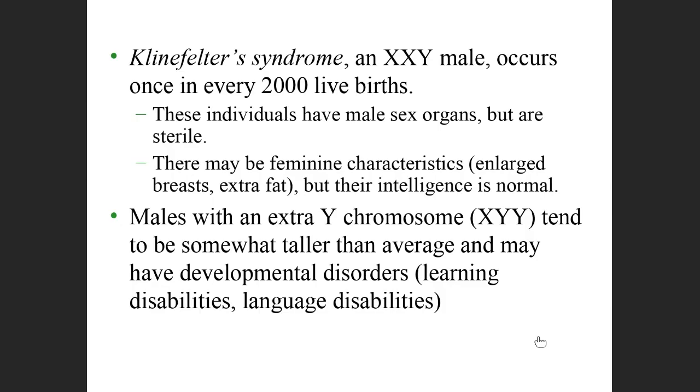Now, a long time ago, they used to think that XYY males were more likely to become criminals, right? Because males are more criminal to begin with. Having an extra Y means you're extra male and extra criminal, and that's not true either. So XYY males are basically phenotypically normal, right? You can't tell by looking at a male he's XYY, right? But he may be sterile.